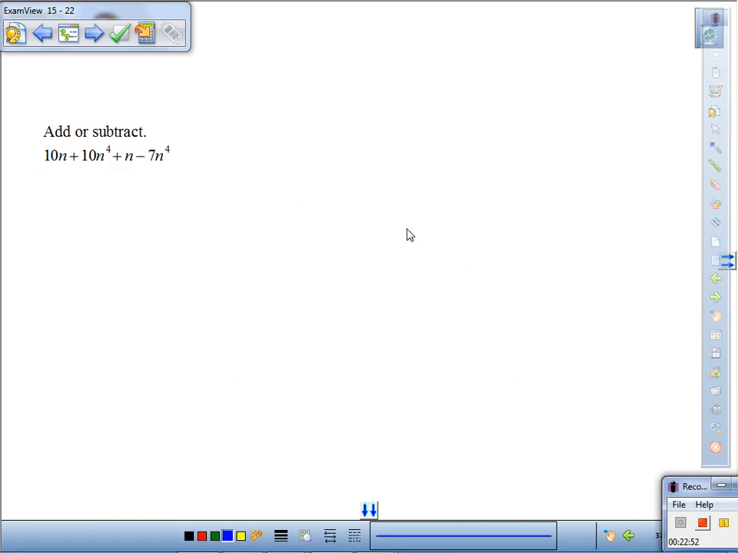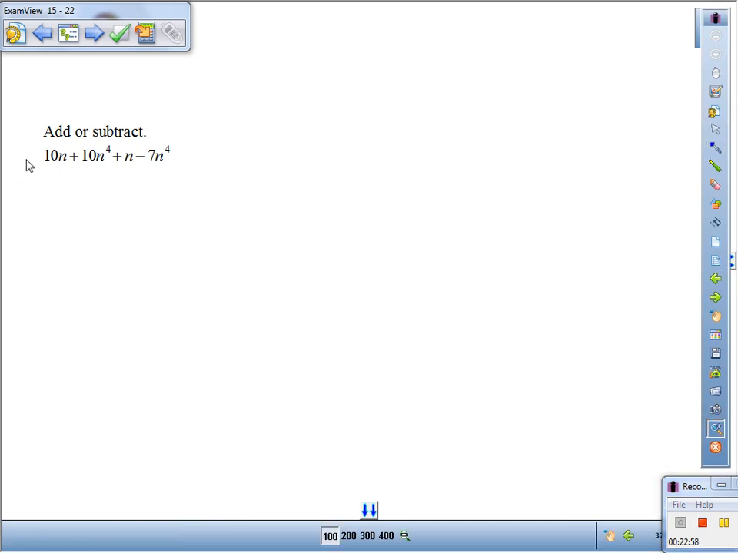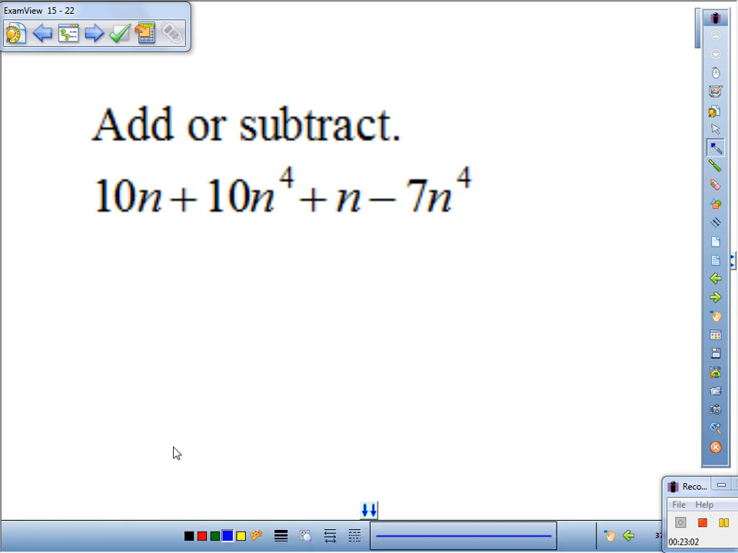This is problem number 15. Let me zoom in. Add or subtract. Here we go. First of all, do we have addition all the way through? Yes. The only thing, this one's subtraction, but I'm going to keep it as one term, so watch.